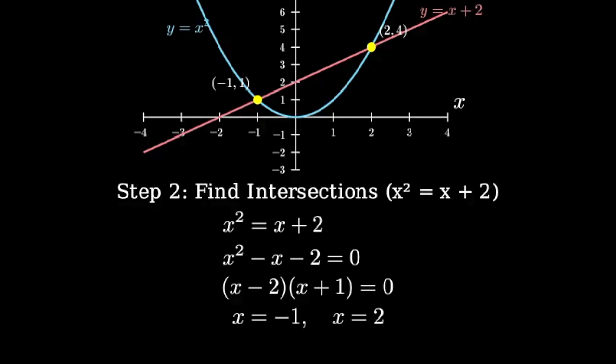Between x = -1 and x = 2, the blue parabola is below the red line, so f(x) is less than g(x). For x greater than 2, the blue parabola is again above the red line, meaning f(x) is greater than g(x).